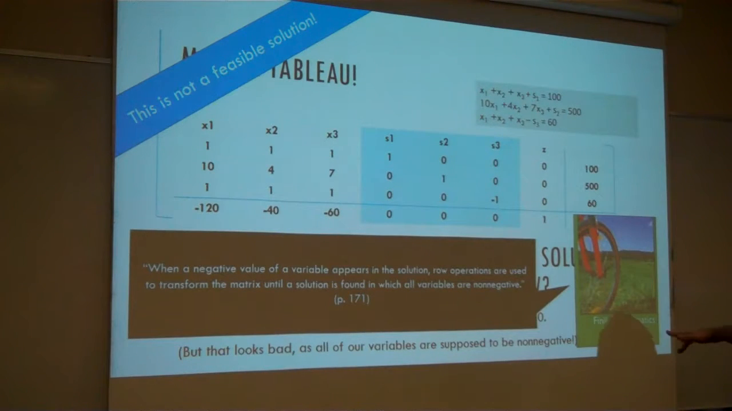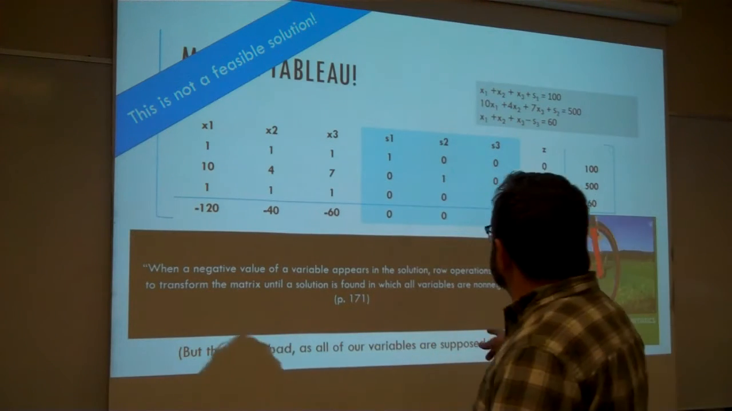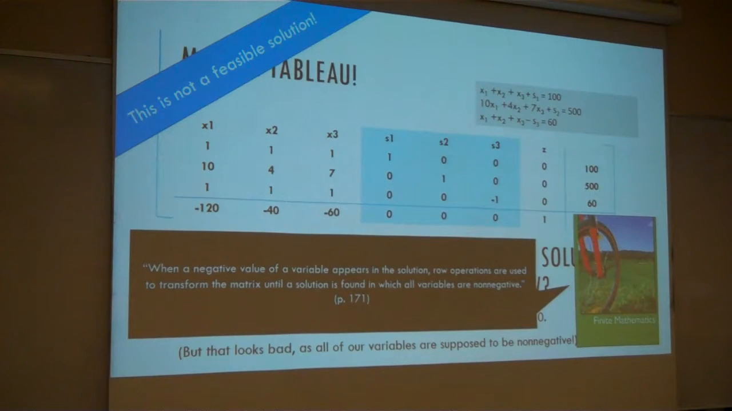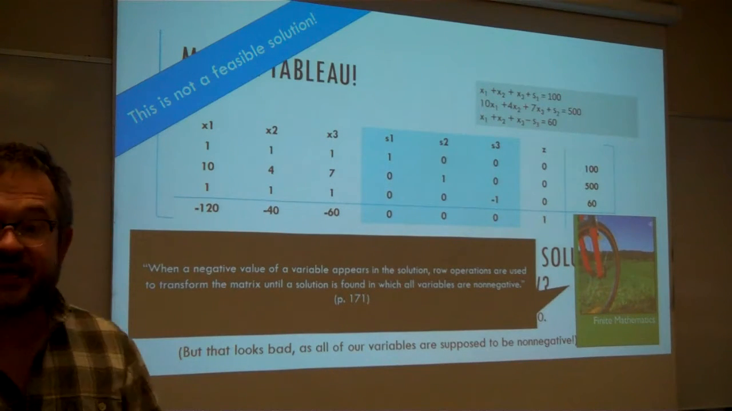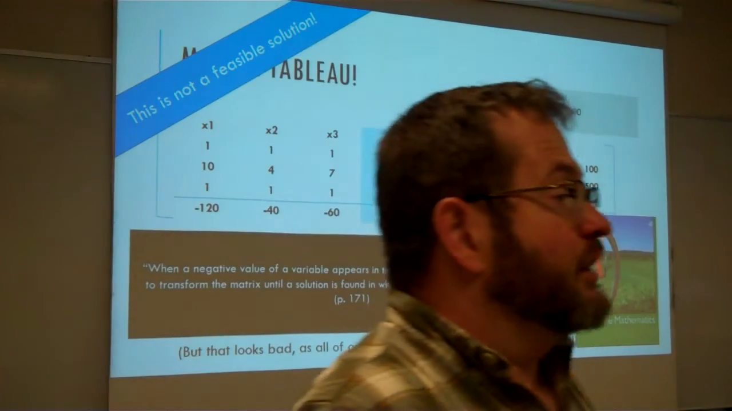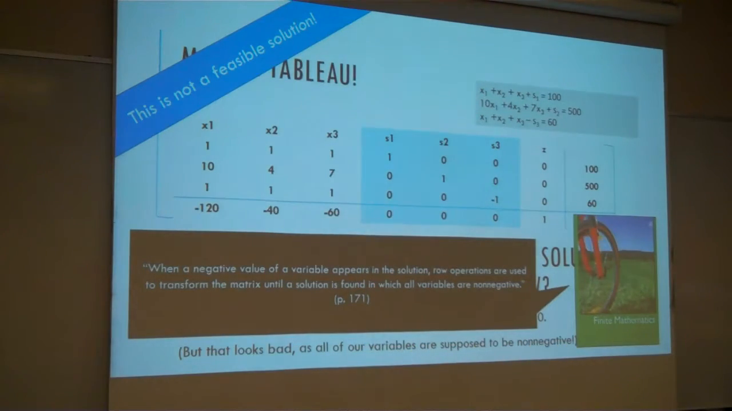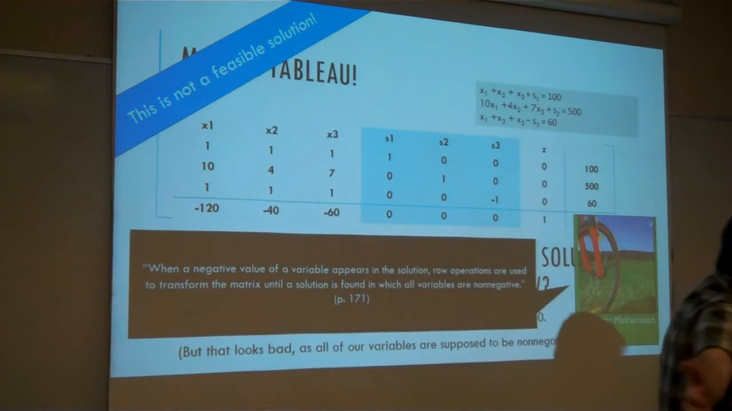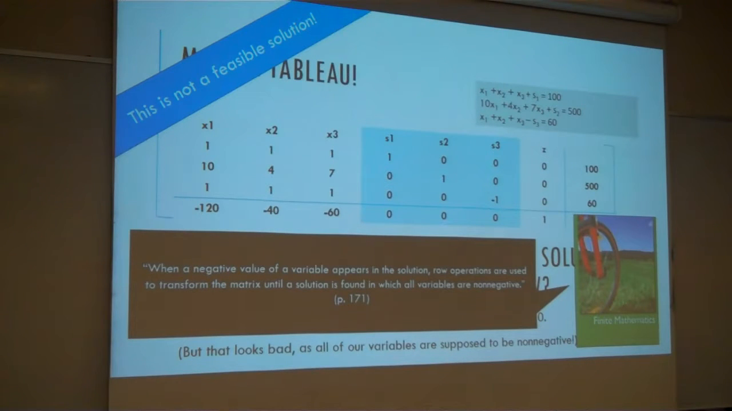So let's be clear about finding the key sentences in your book. On page 171, there's sort of a key sentence. It says, when there's a negative value of a variable in your solution, row operations are used to transform the matrix until a solution is found in which all the variables are non-negative. So our first strategy is doing pivots to at least get out of the business of the solution being negative. That means there aren't any negatives up there on the tableau. They could be, for example, in the non-basic variables. Feel free to have as many negative signs over here as you want in the non-basic variables. They don't hurt anything. The result of those variables is 0 anyway.